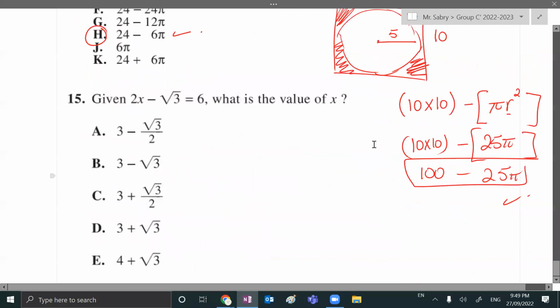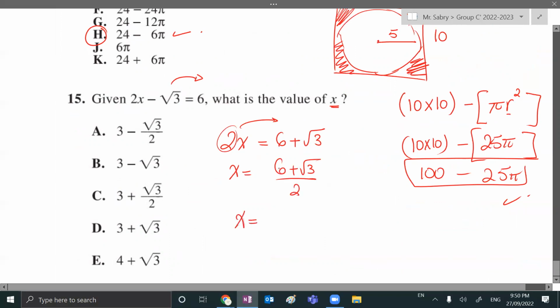Finally, 15. You have 2x minus root 3 equals 6. What's the value of x? It's just an equation. So I'll move definitely the negative root to the other side. So 2x will be equal to 6 plus root 3. And then I'll remove the 2 by dividing to the other side. So 6 plus root 3 over 2, which will definitely become 6 divided by 2 and root 3 divided by 2. So the answer is C. That's an easy question, right?